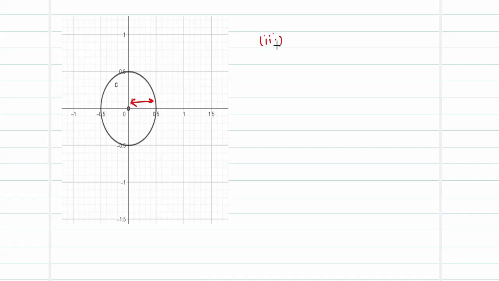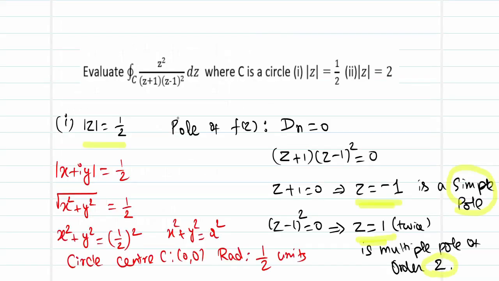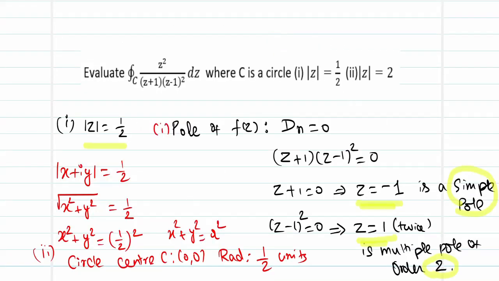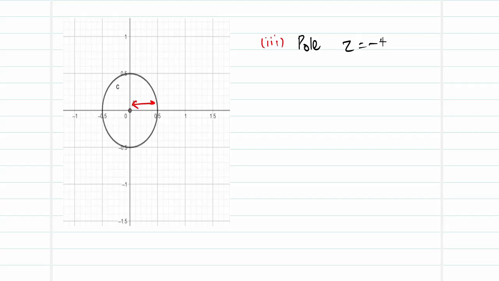So step number 1, what did we do? We found out what the poles are. Step number 2, we found out the boundary and we sketched it. And step number 3, we are going to see what is the role of the poles over here. What are the poles for me here? z is equal to -1 and z is equal to +1.